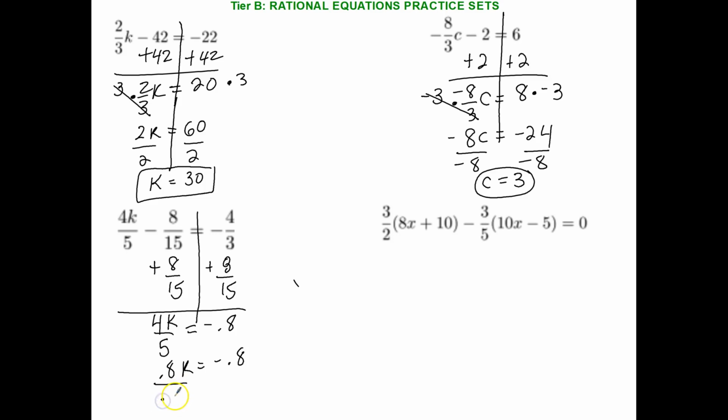All right, divide both sides by 0.8, and we end up with the same number. When you divide by the same number, you still get 1, so k is equal to negative 1.